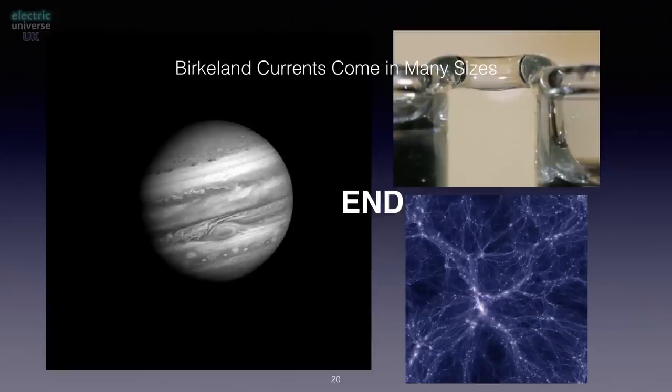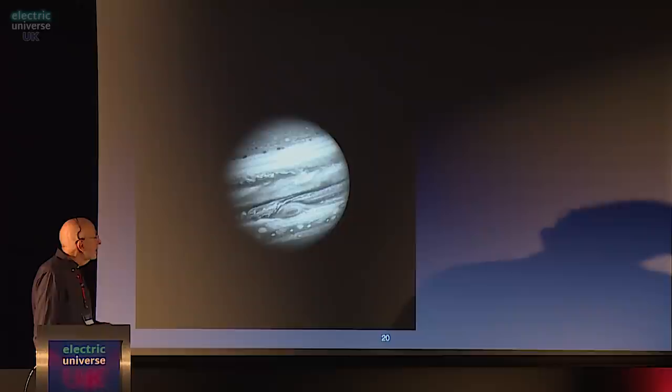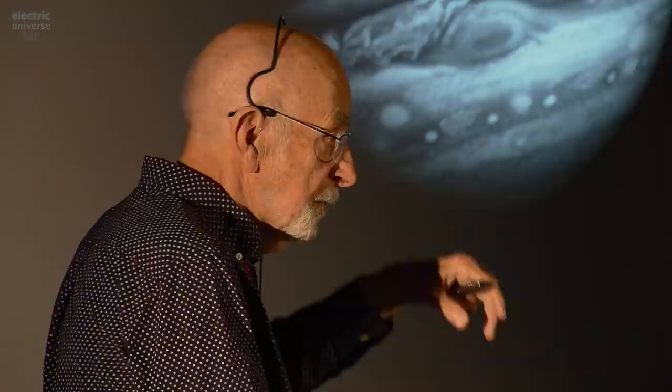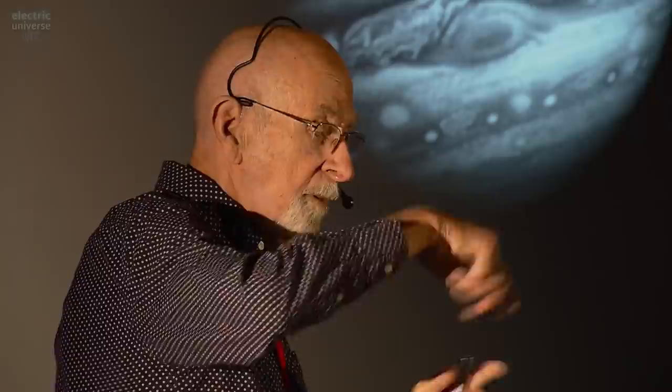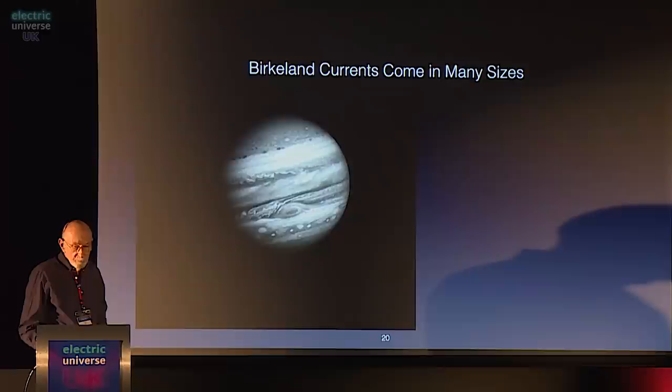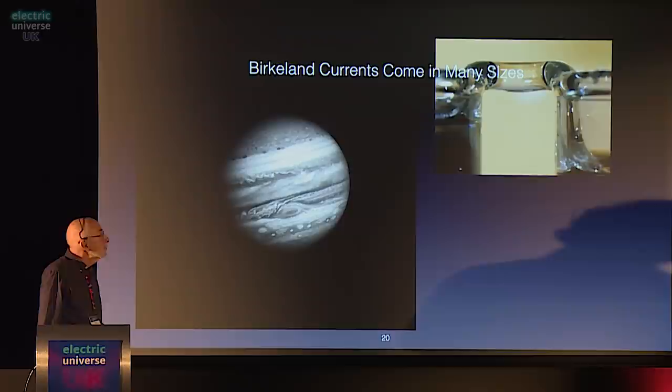And this last slide really I have is that we all know that Jupiter is fed by a Birkeland current. And of course, that property of counter-rotation exists here in the North Pole of Jupiter. There is all sorts of 15 rings of counter-rotating cloud belts. But Birkeland currents come in many sizes. This is the famous floating water bridge. We were talking about that last evening.